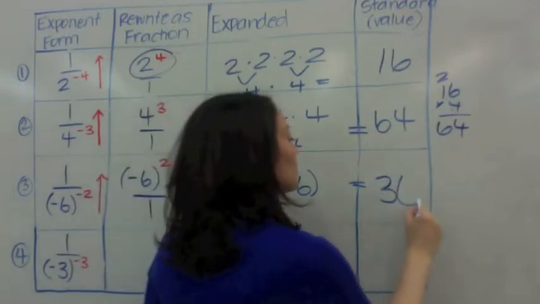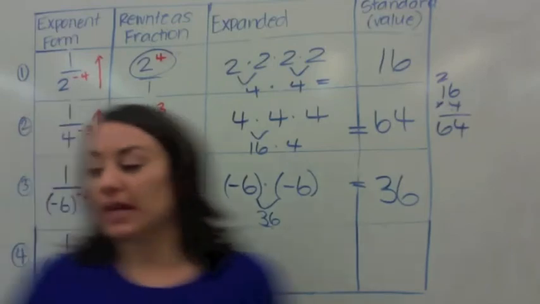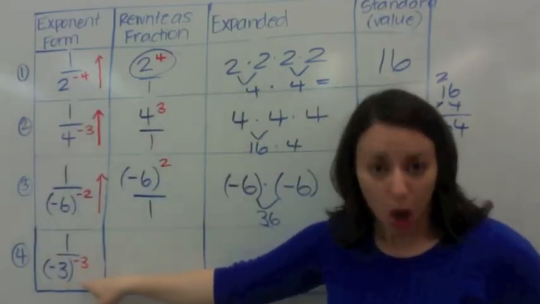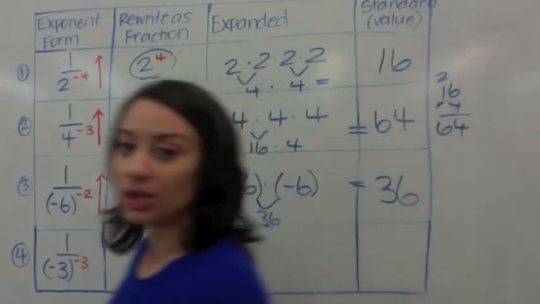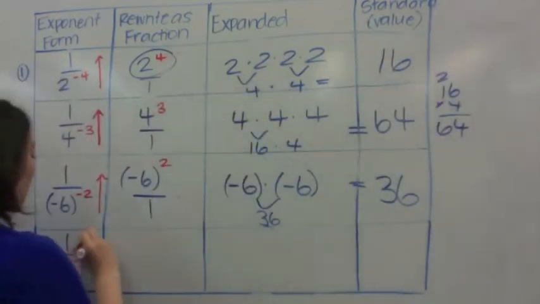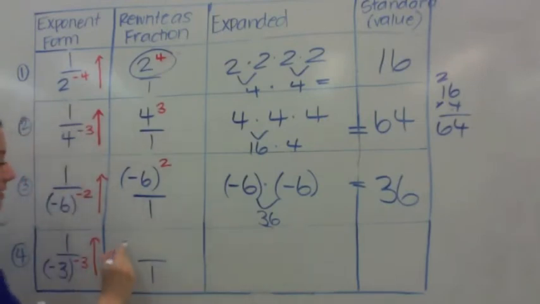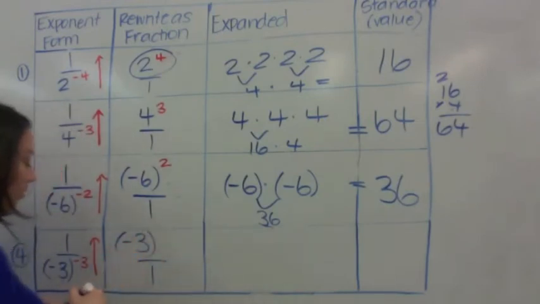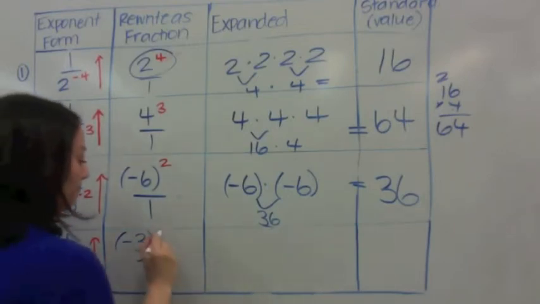Very nice. Okay. Let's try one more. Do you have a negative in the denominator? Is it down? Oh, yes. So where are you going to move it? You're going to move it up. So we move it up. We put it over 1. And now it's negative 3 to the power of what? Is it negative 3? No. It's the power of positive 3.